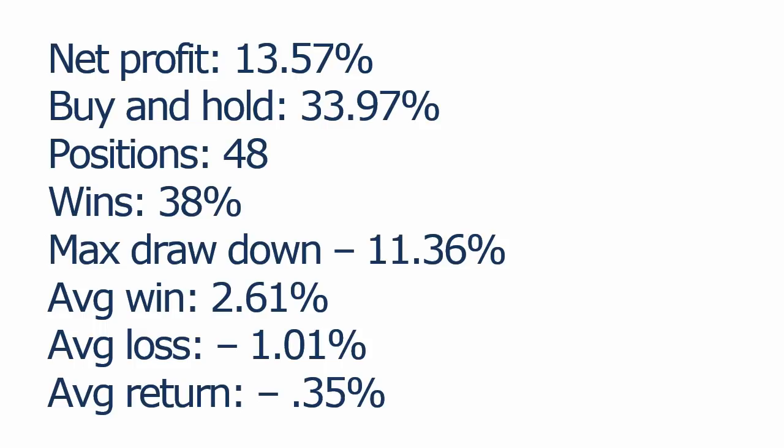And here are the results. Net profit 13.57%, but buy and holding through that time was 33.97%. It took 48 positions, only 38% were winners. The average drawdown was 11%. Average win was 2.6. Average loss was just over 1. And the average return was 0.35%. Now, that's just rough numbers.